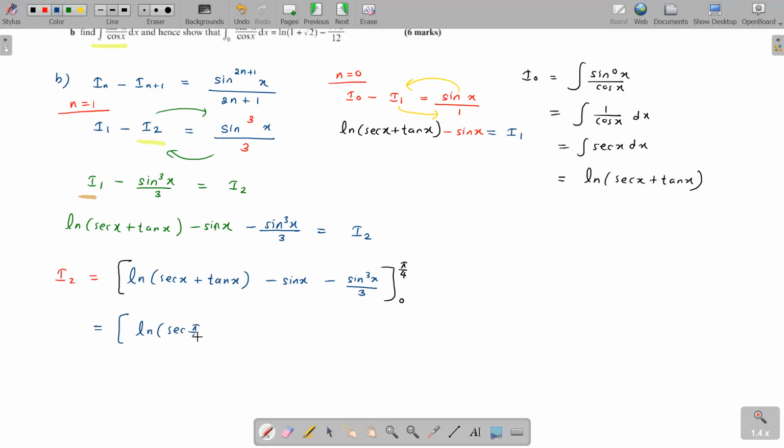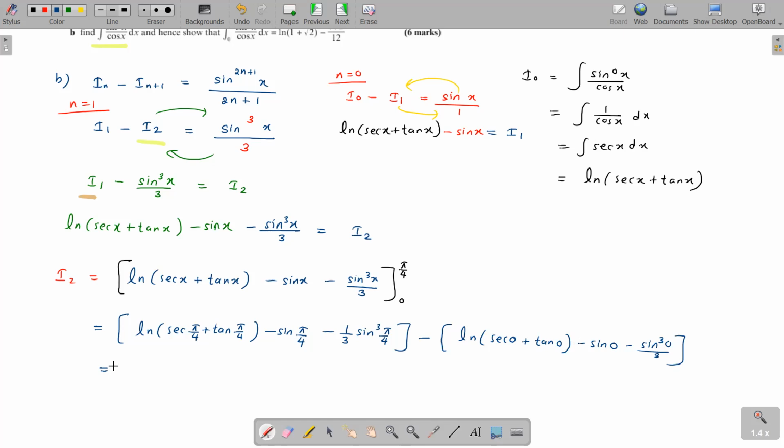ln sec pi over 4 plus tan pi over 4 minus sine pi over 4 minus 1 over 3 times sine cubed pi over 4. Compulsory minus, replace everyone, the x values, with 0: ln sec 0 plus tan 0 minus sine 0 minus sine cubed 0 over 3.